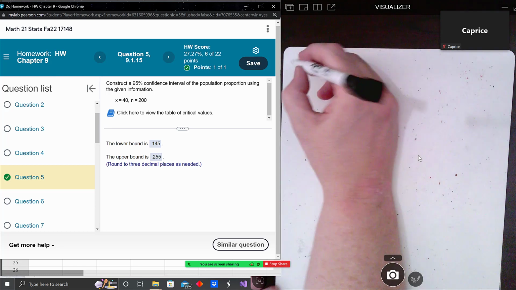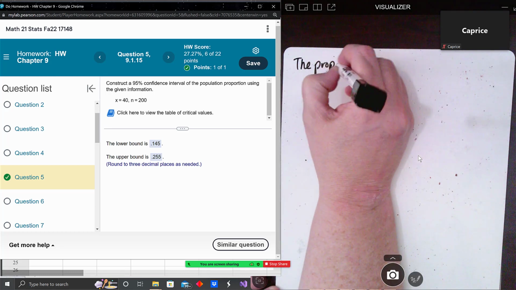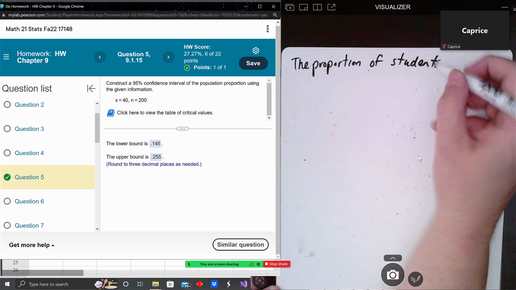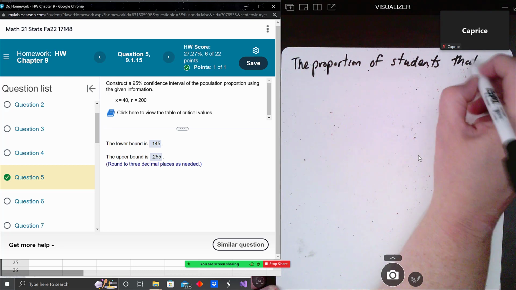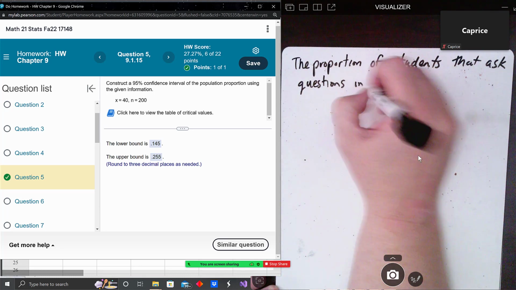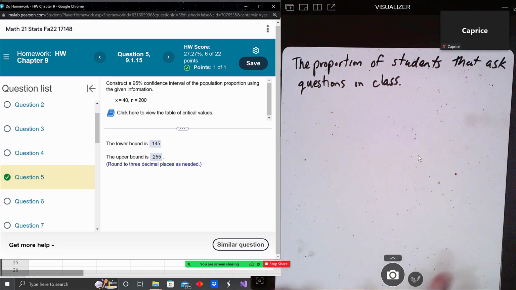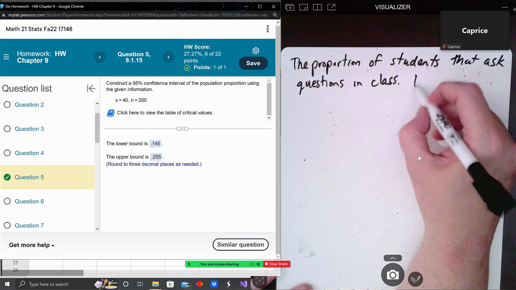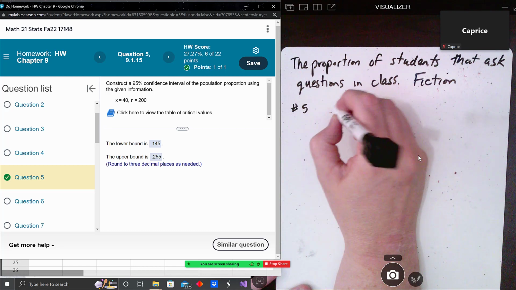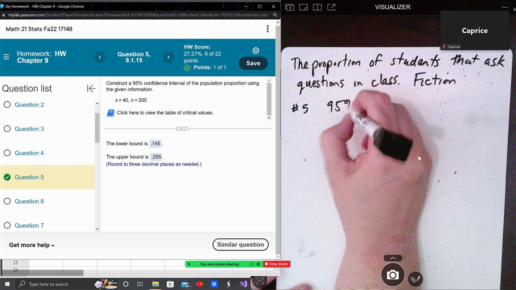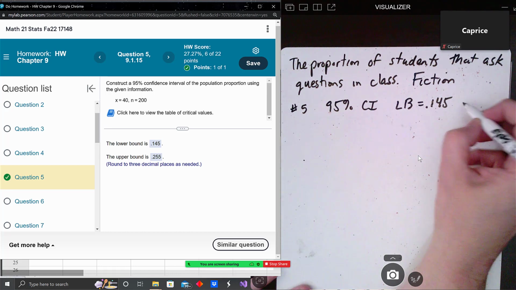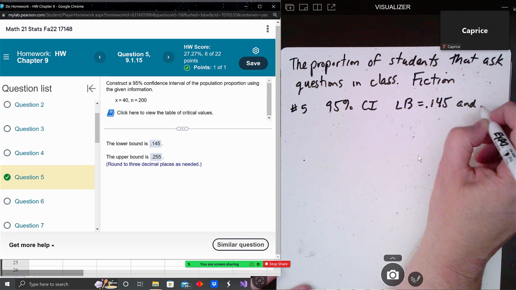So let's say this is the proportion of students that ask questions in class. This is not a good example because those boundaries are way too high. I just made up what this proportion is about. Fiction. I came up with a reason for the question. Number 5, I had a 95% confidence interval. And I had lower bound was 0.145. And upper bound was 0.255.